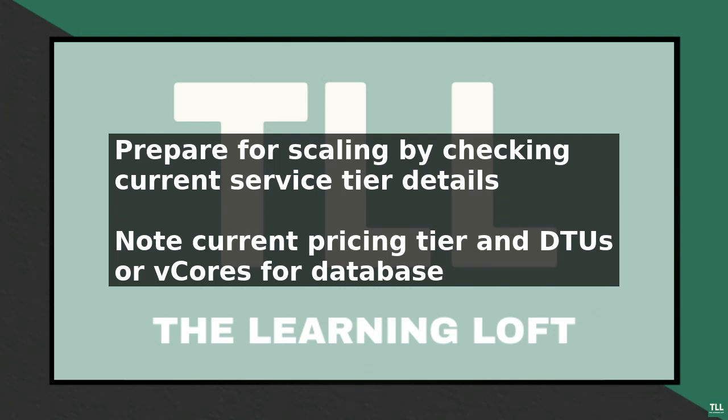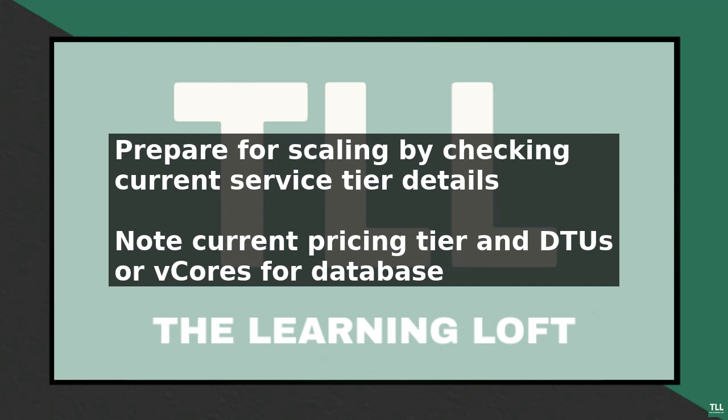Next, determine the new service tier and performance level you want to scale up to. Consider the workload demands and the cost implications of scaling up. You can choose from a variety of service tiers, including general purpose and business critical, each with different performance levels.